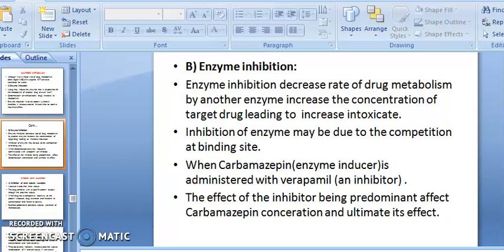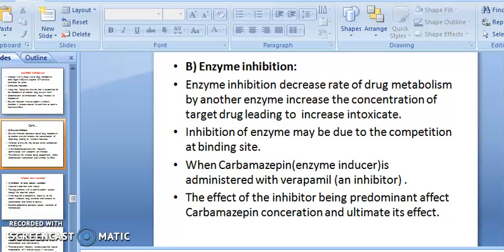In enzyme inhibition, two drugs compete for one site, and the one with higher potency wins. Suppose drug A has more potency, it binds more and faster as compared to B. Consider carbamazepine, an enzyme inducer, administered with verapamil as an inhibitor.